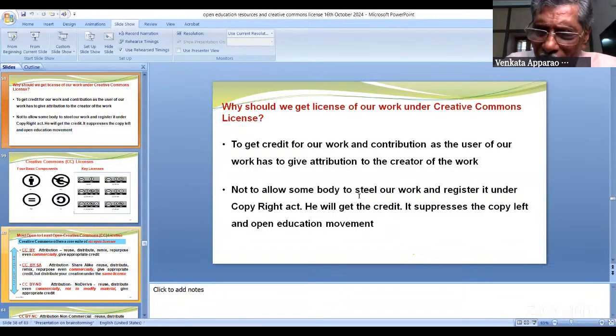The second point is more important. Not to allow somebody to steal your work and register it under copyright and earn a lot of money. And he will get the credit. And it suppresses the copyleft movement and open education movement. Suppose you don't license it, right? You have published it somewhere without any licensing.